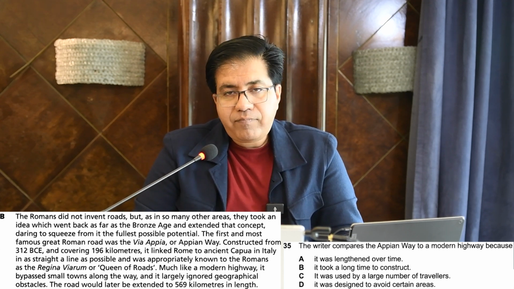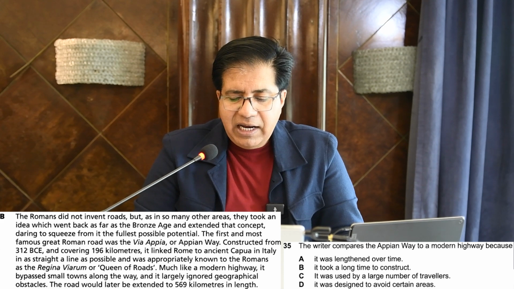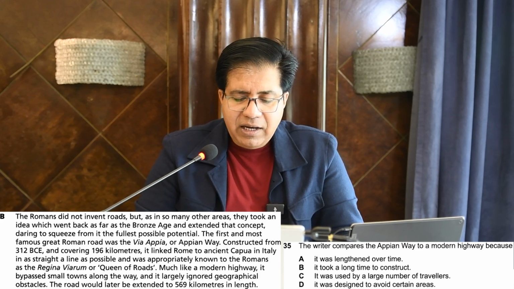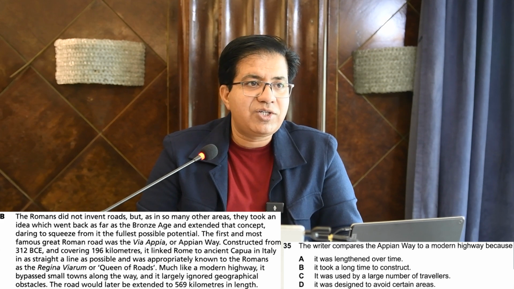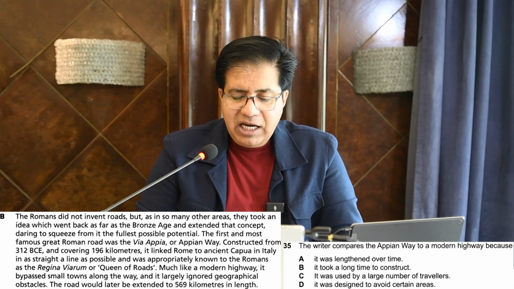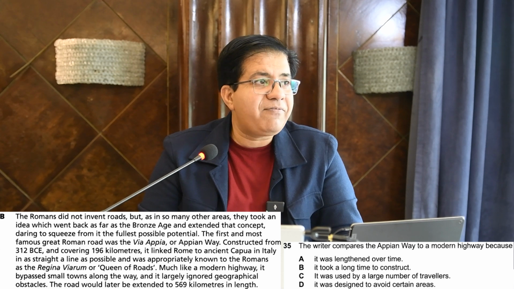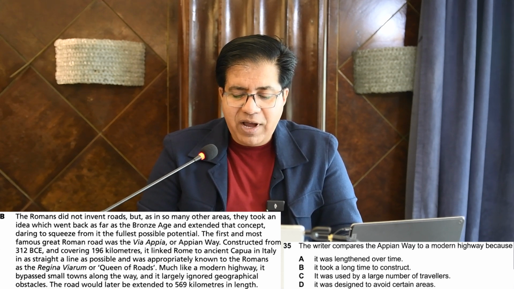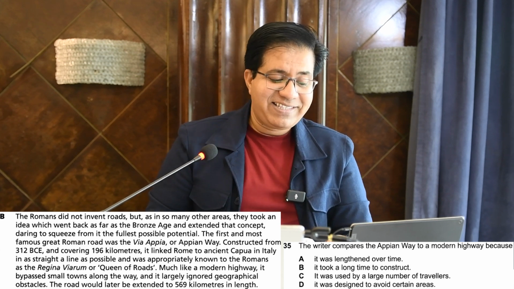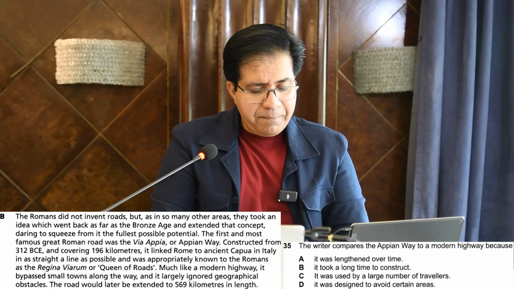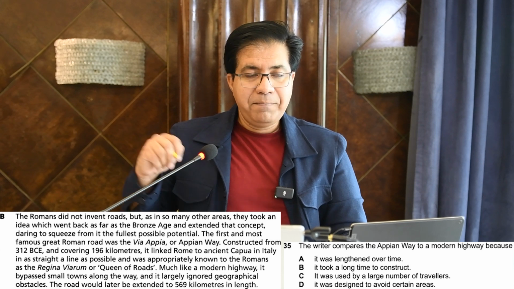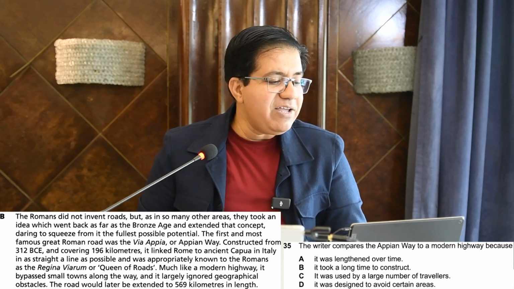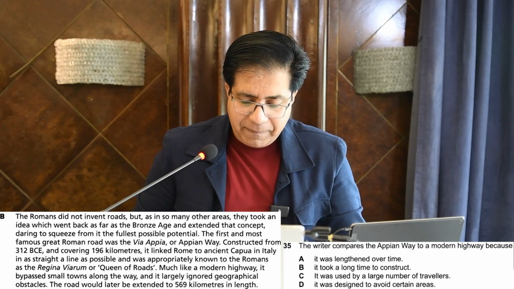Option A. It was lengthened over time. No. Option B. It took a long time to construct. No. Option C. It was used by a large number of travelers. Not at all. And option D. It was designed to avoid certain areas. And what is the word for certain areas? Bypassed small towns. Bypass, avoid, and small towns, certain areas. Okay, D will be the right answer. Well done, Alina, that's good.